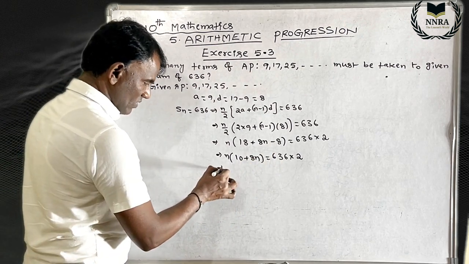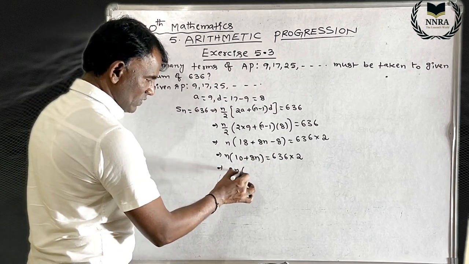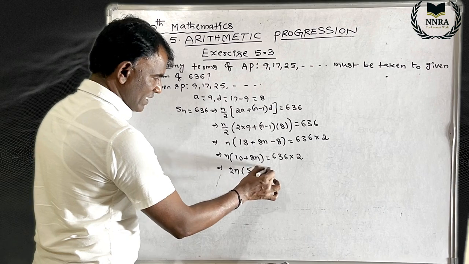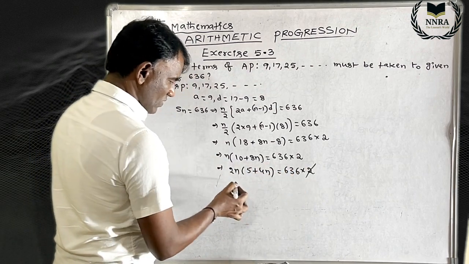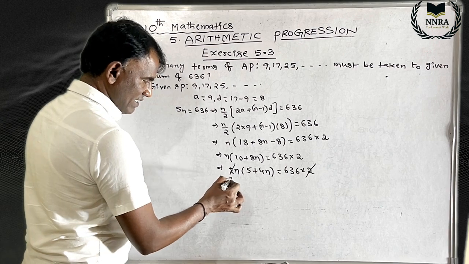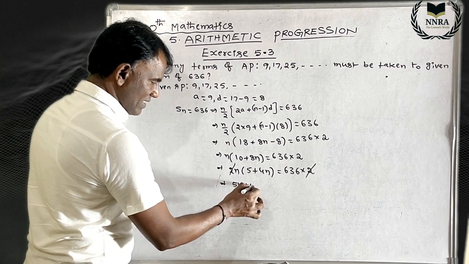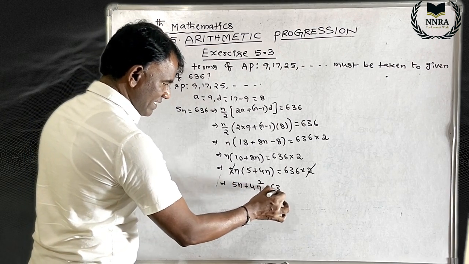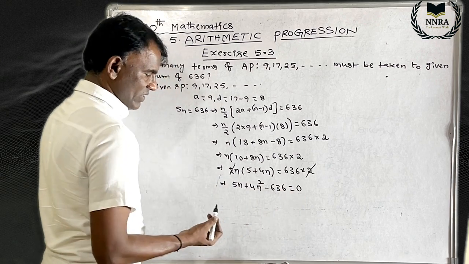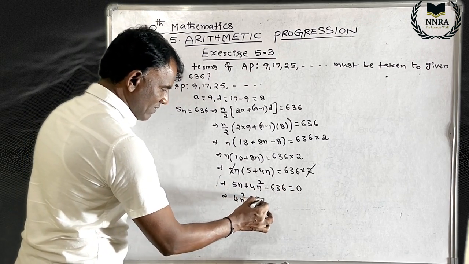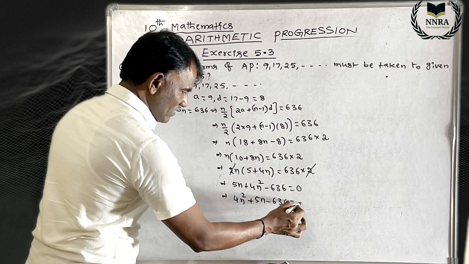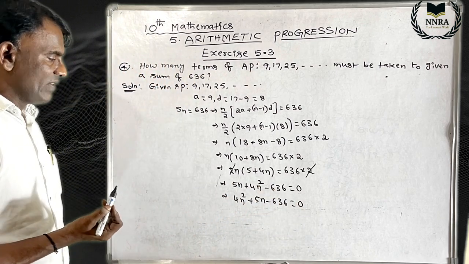Okay, now 2 is common. Then 2n into (5 plus 4n) equal to 636 into 2. Now 2 gets cancelled. Then 5n plus 4n square minus 636 equal to 0. Then 4n square plus 5n minus 636 equal to 0. Then how to find factors?